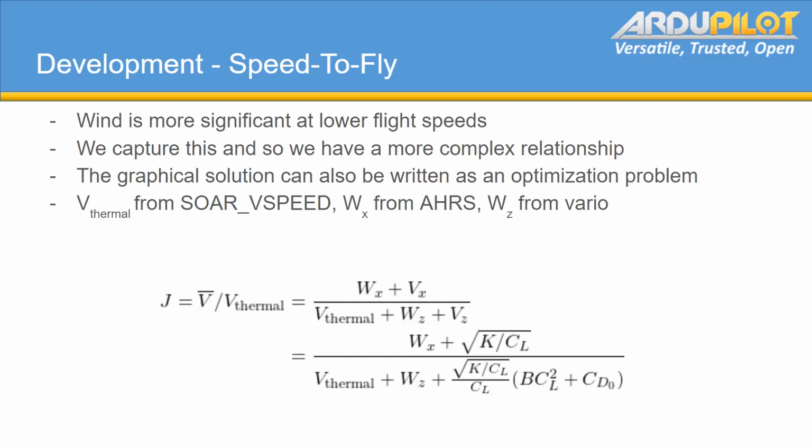So there's this rather imposing looking equation, but don't worry, I've solved it for you. And this has really got a few inputs. So it's got V thermal, which is the expected climb rate in the next thermal, and that comes straight from the soar V speed parameter. We've got the wind component along your course over ground, which comes from the AHRS. And then we've got the local wind between the thermals, the vertical wind component, lift or sink, which comes from the variometer estimate.